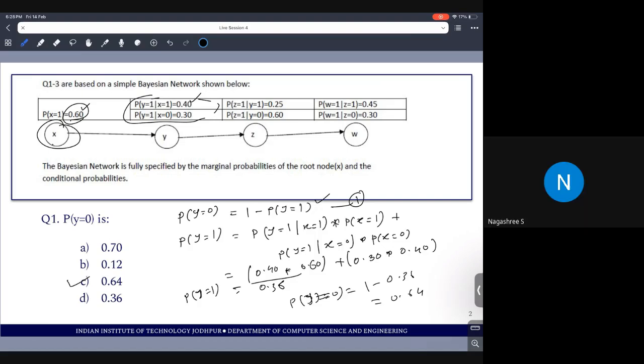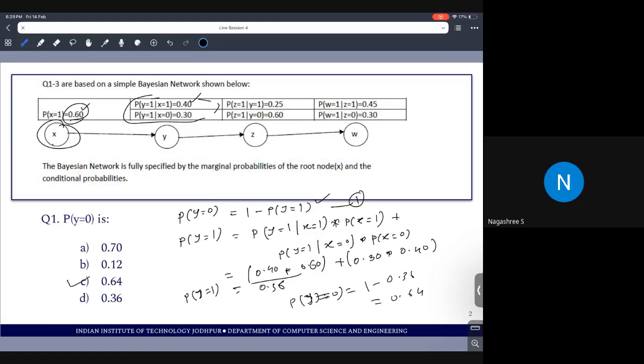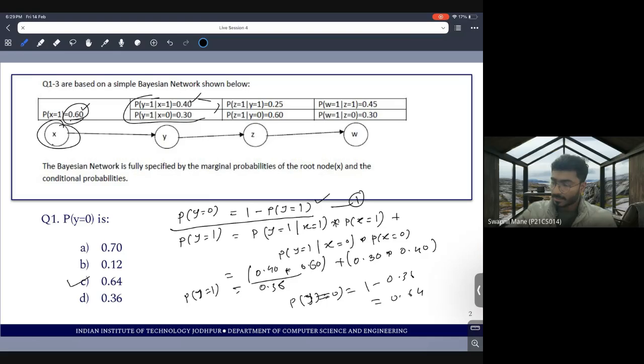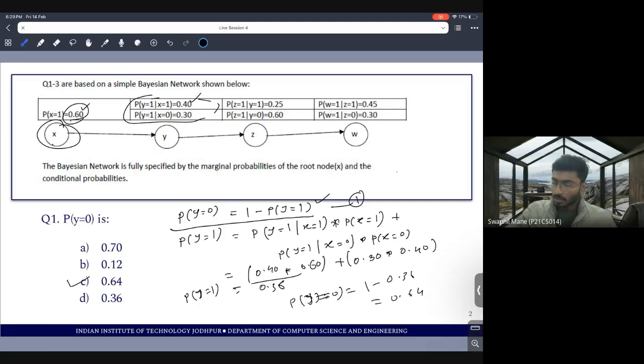Sir, one doubt. Yeah, go ahead. In that, for the probability of y is equal to 0, you have assumed 1 minus the probability of y is equal to 1 and substituted it in the final step. In which part? I'm not getting it. In the initial stage where you started explaining, the part you underlined. How did you assume that the probability of y is equal to 0 is equal to 1 minus the probability of y is equal to 1? Is that an assumption or how?